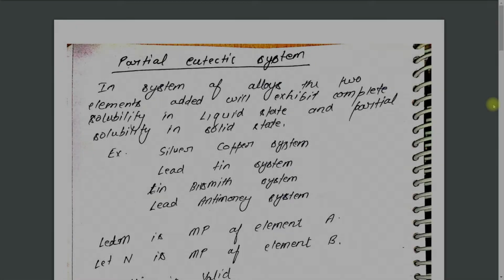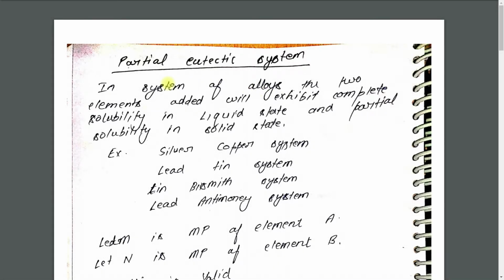So hey guys, in this video we are going to talk about the partial eutectic system. Let's first discuss the definition. The definition is that in this alloy system, the two added elements exhibit complete solubility in the liquid state and partial solubility in the solid state. It means 100% soluble in the liquid state and partially soluble in the solid state.